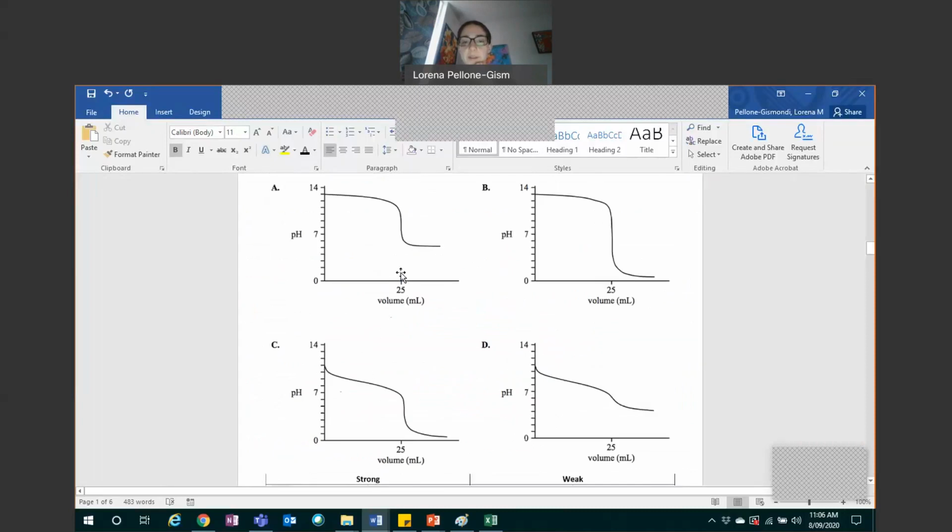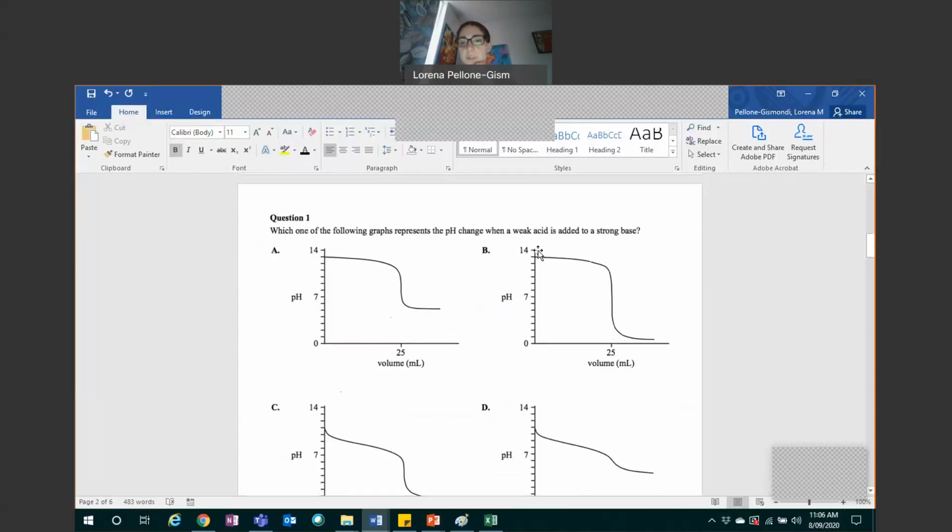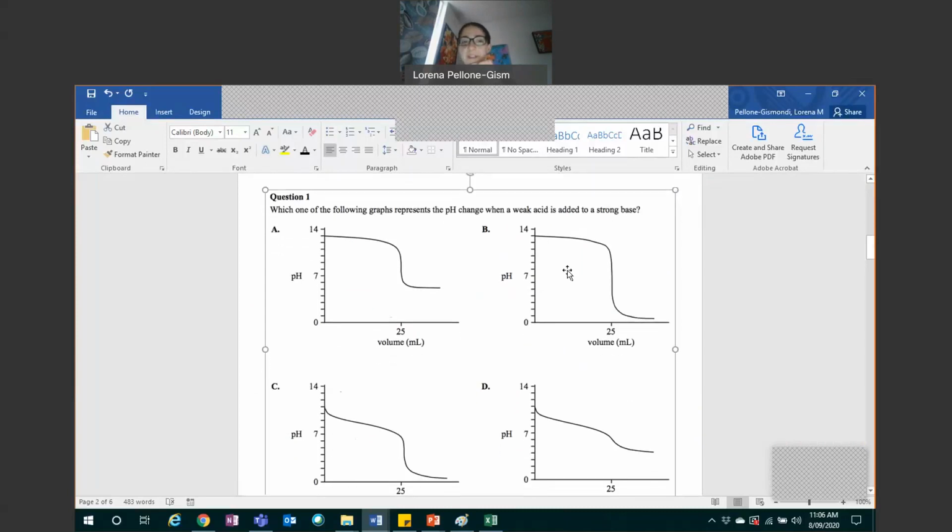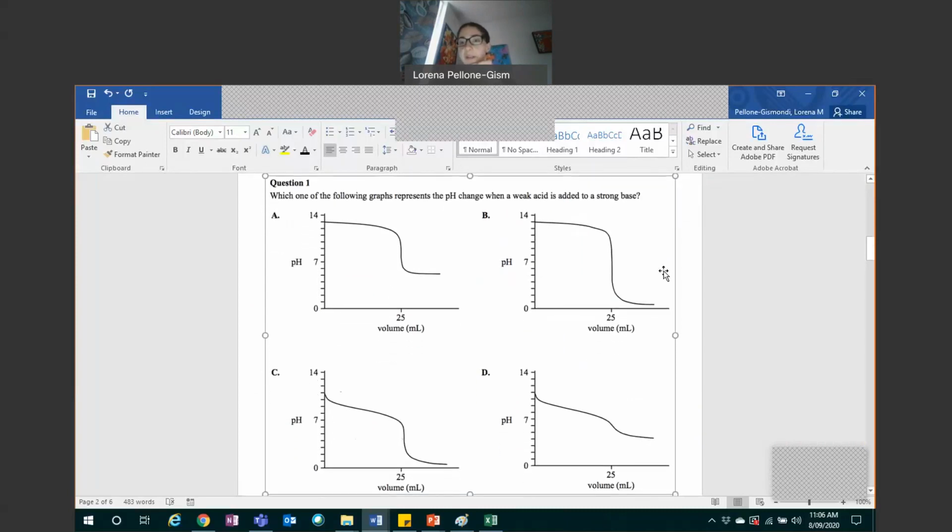Now, this is actually a question from a VCAA exam that I'd like you to give a go now. So have a real, just think about this. Which one of the following graphs represents the pH change when a weak acid is added to a strong base? I would like you to pause it and have a think, but I'll go through the answer now because you can obviously pause it.